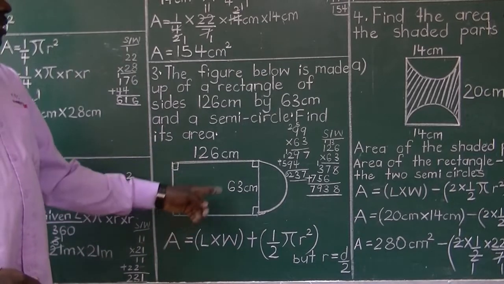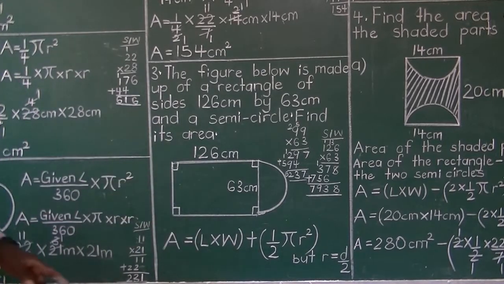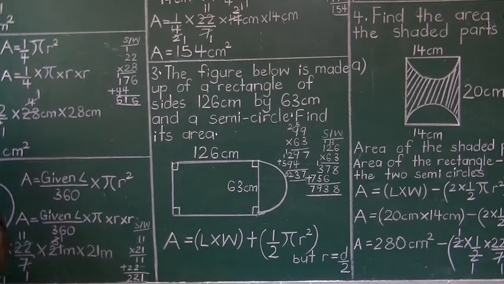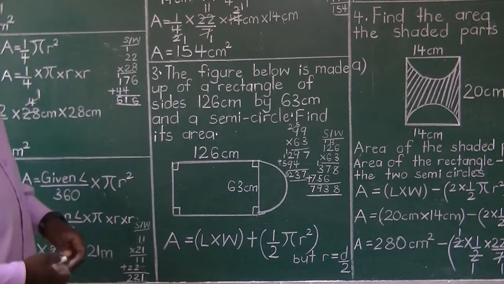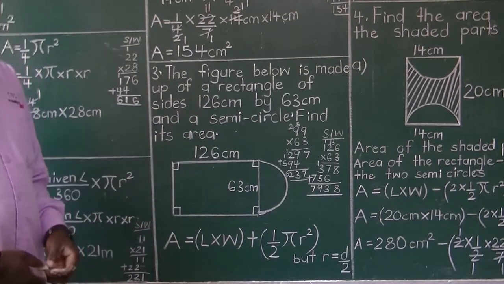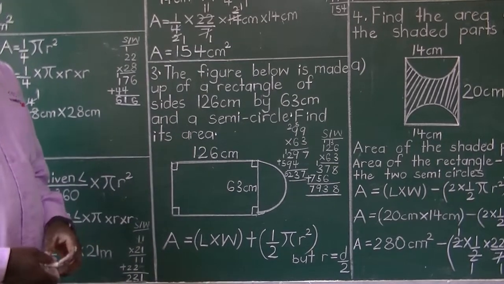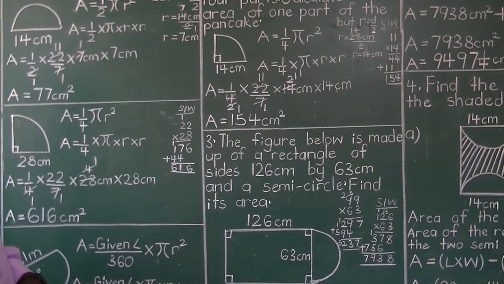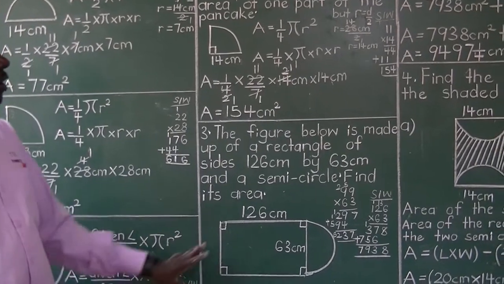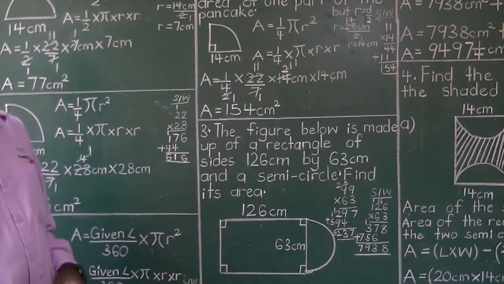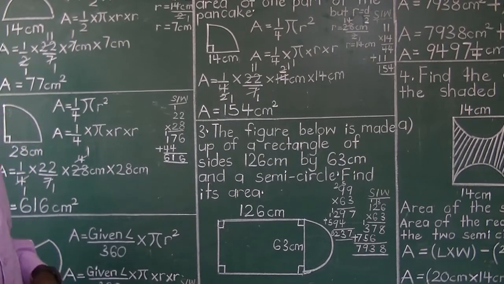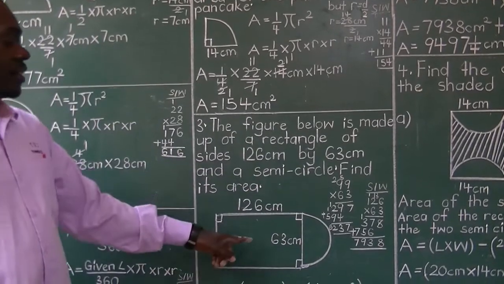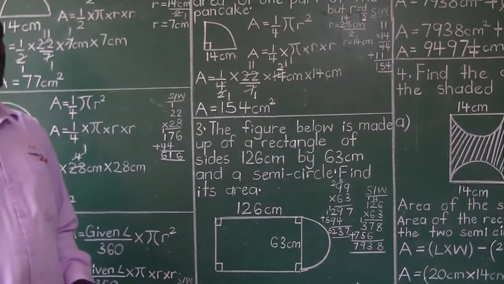And the semicircle is attached to this rectangle at an end, then find the area of the figure. As you see here, and as described here, we are finding the area of combined shapes. That's the rectangle combined with a semicircle. And therefore, the area of the whole figure is got by combining, which combination is explained by the plus sign of addition. So we are going to use the addition. So area of the figure equals area of the rectangle plus area of a semicircle.